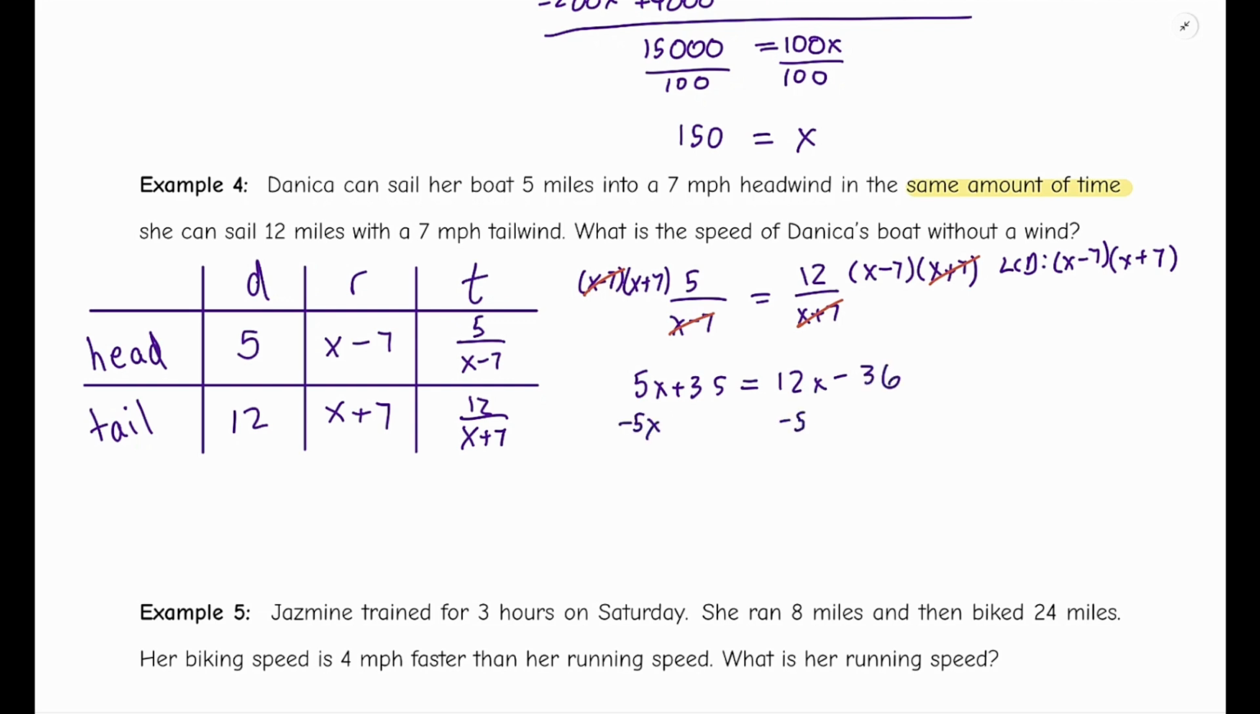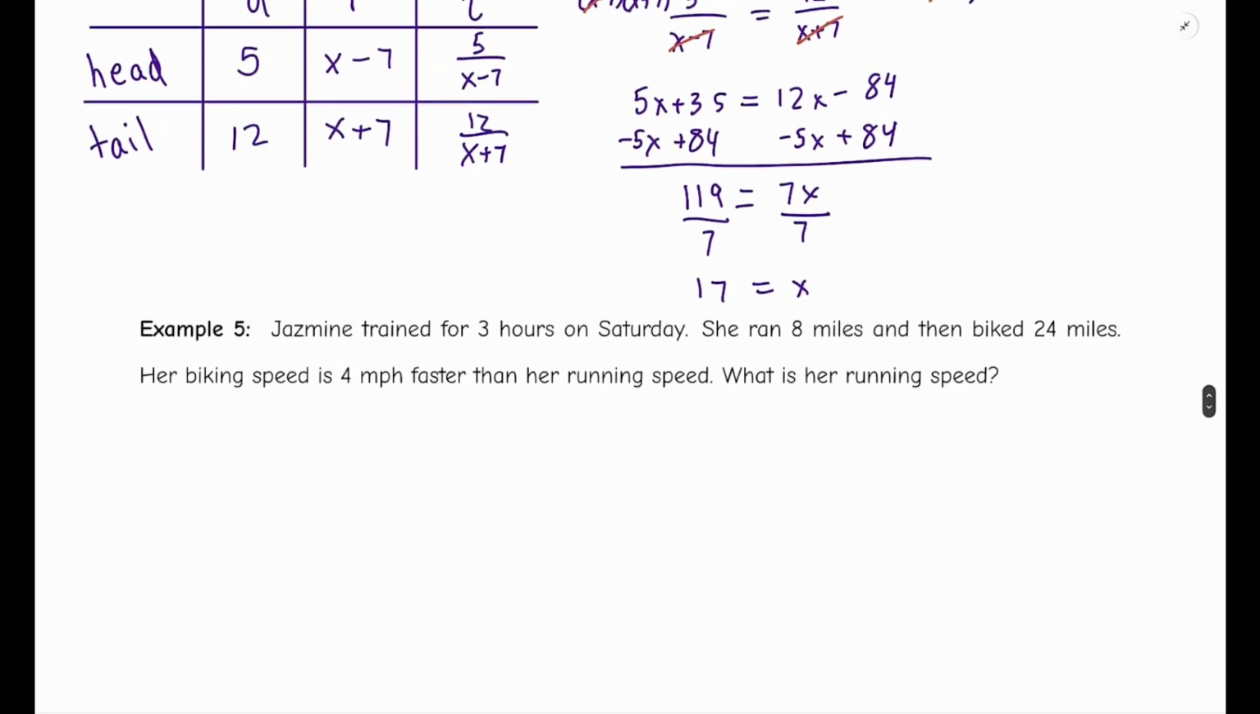Subtract 5x from both sides. Add 36 to both sides. Or, sorry, I don't know where I'm getting 36 from. That should be an 84. So I add 84 to both sides. Get 119 equals 7x, divide by 7, and get 17 equals x. So the speed of Danica's boat is 17 miles per hour.